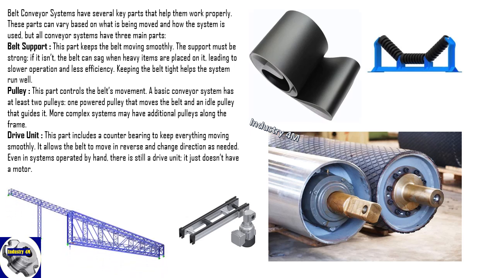Third one is a drive unit. This part includes a counter bearing to keep everything moving smoothly. It allows the belt to move in reverse and change directions as needed. Even in systems operated by hand, there is still a drive unit. It just doesn't have a motor.